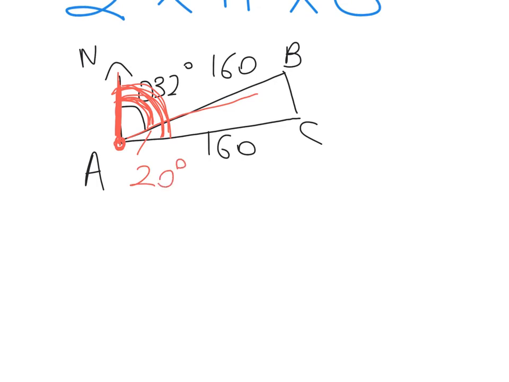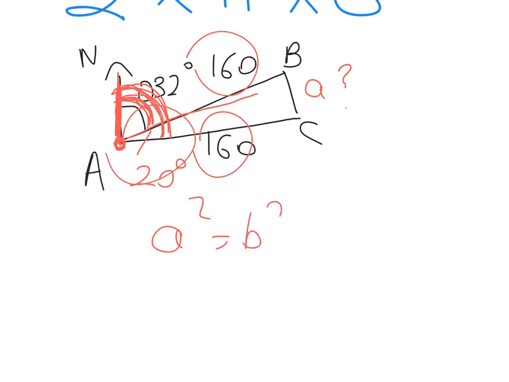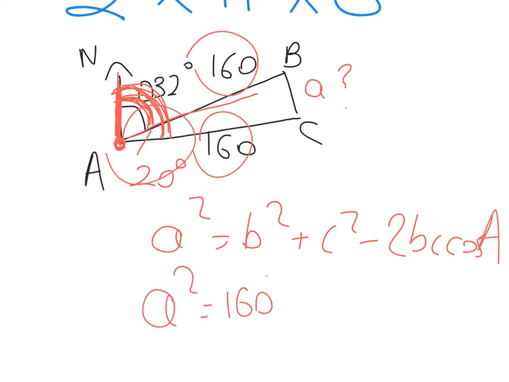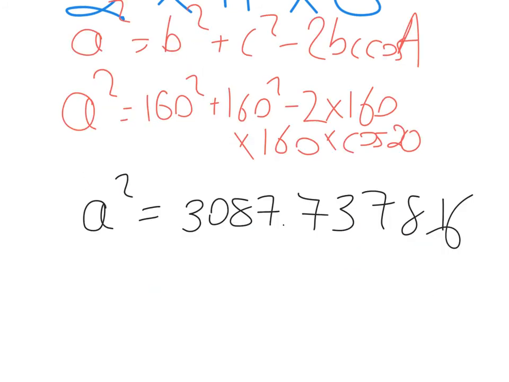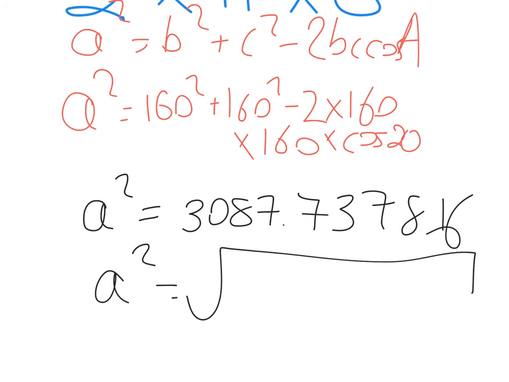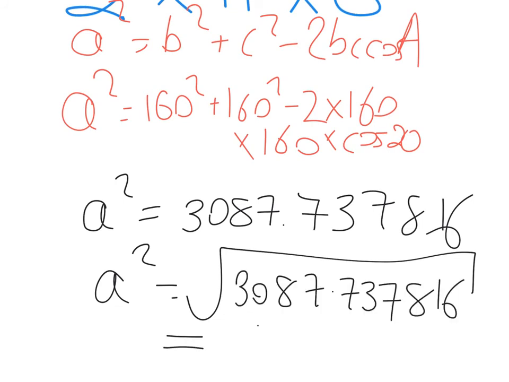The question is then looking for the size of this length. So two sides with an angle sandwiched in between, and that's cosine rule for the side. a squared equals b squared plus c squared minus 2bc cos A. And then input that information. a squared equals 160 squared plus 160 squared minus 2 times 160 times 160 times cos of the angle in the triangle, which is 20. So that will give me that number there. I then take the square root of that number to find a, and to one decimal place that will be 55.6 metres.